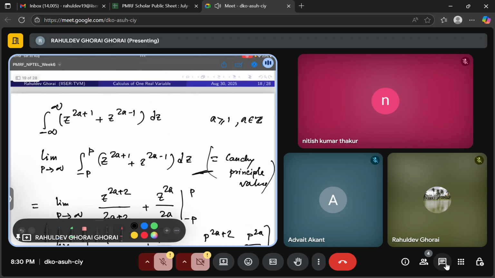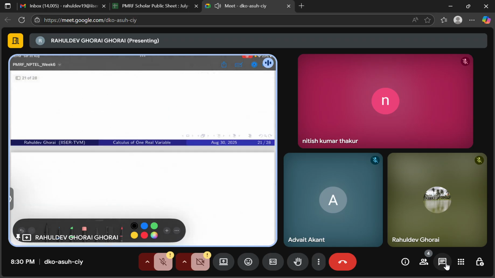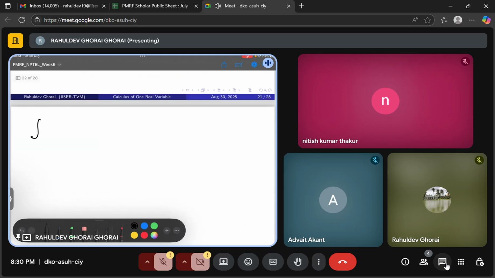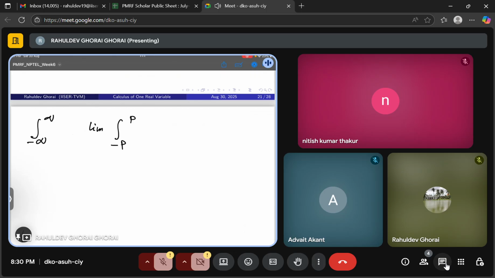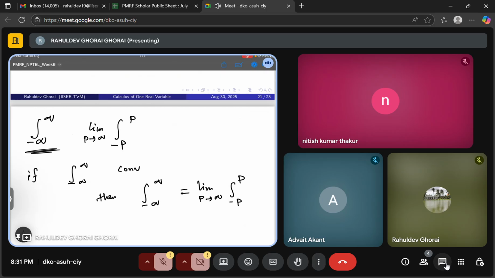So I told you about this Cauchy principal value, right? Cauchy principal value mainly applies when you have minus infinity to infinity, which is not treated as that. For that, if you want to find it in the sense of Cauchy, then it has to be minus p to p, limit as p tends to infinity. But if the integral from minus infinity to infinity of f(x) dx converges, then it is equal to the limit as p tends to infinity of the integral from minus p to p. Otherwise it may or may not be.